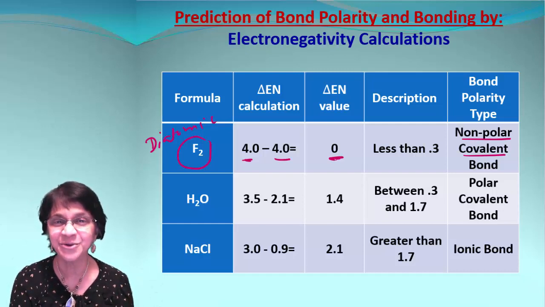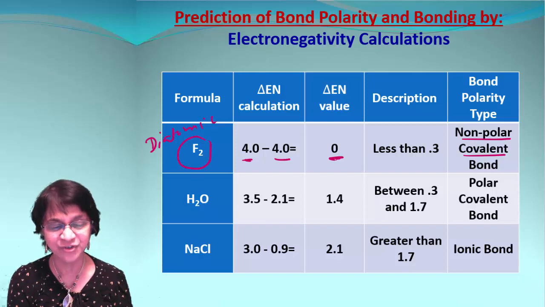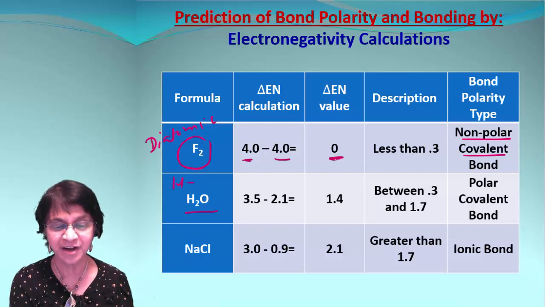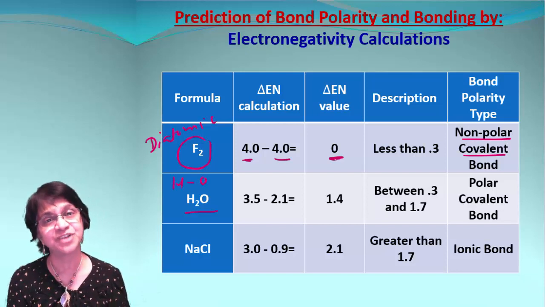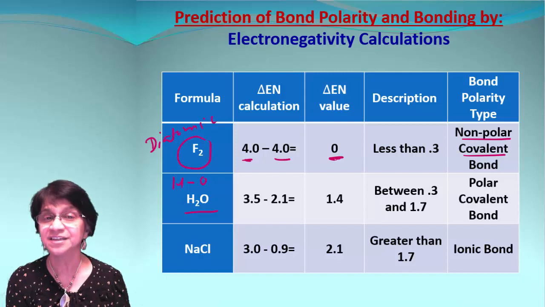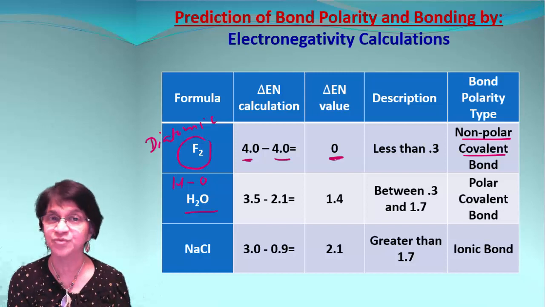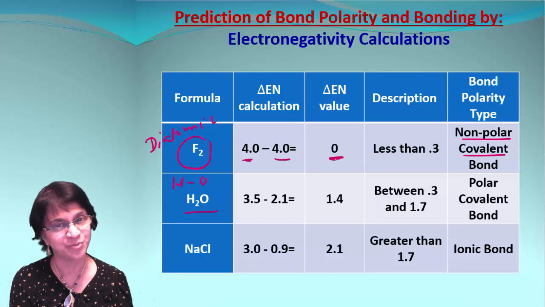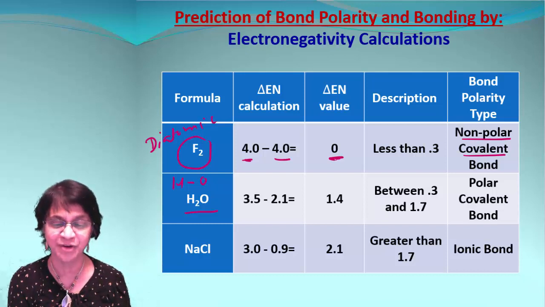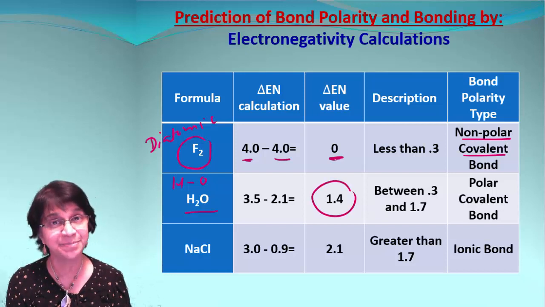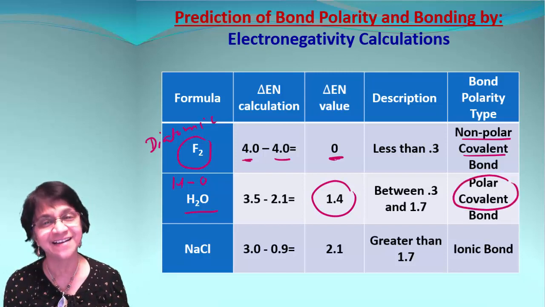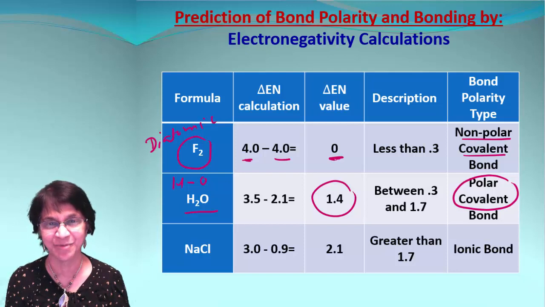for our new home. Okay, the next one you've got is H2O. Now remember, we are doing the delta EN for each bond. So we are looking for a bond between hydrogen and oxygen. And it is a difference, so it doesn't matter which one comes first. The values are 3.5 and 2.1 and the difference comes to 1.4, which is between 0.3 and 1.7. So we end up getting that as a polar covalent bond.